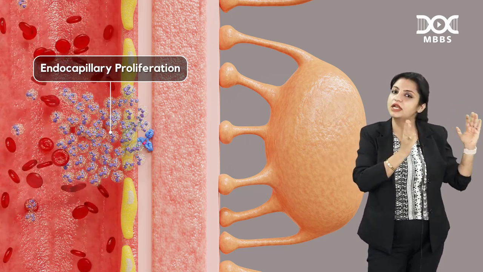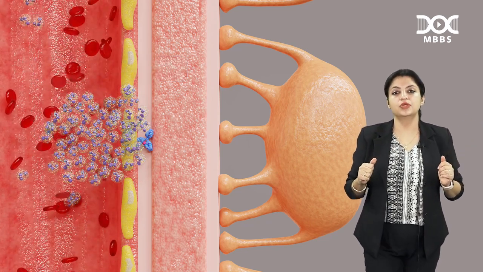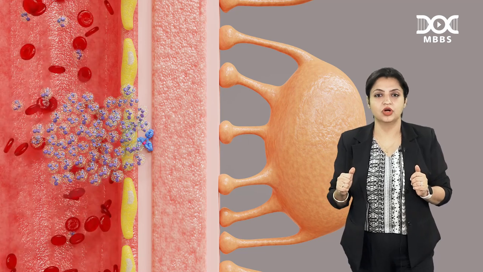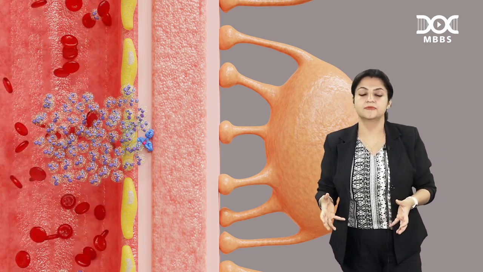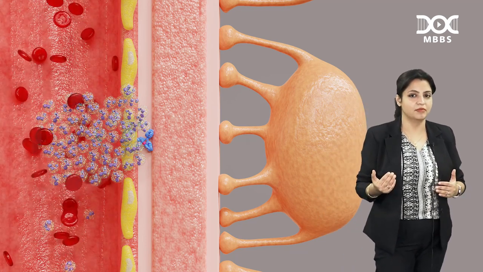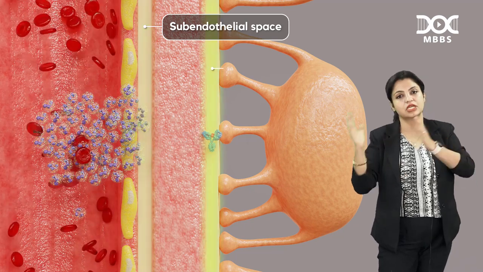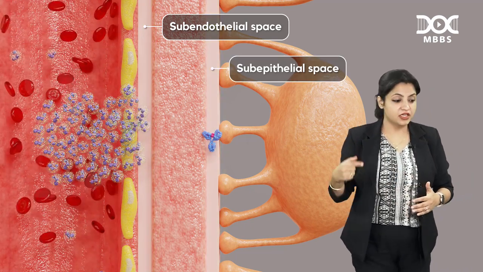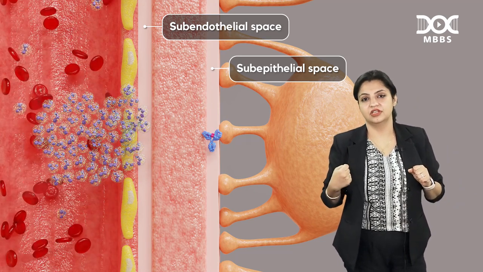This is what is called endocapillary proliferation. Once we know endocapillary proliferation is going on, these neutrophils are going to eat up the bacteria. But bacteria also sense the damage. Now they jump from subendothelium to subepithelium space. And there is a saying, isn't it? After every fear, there is a victory.